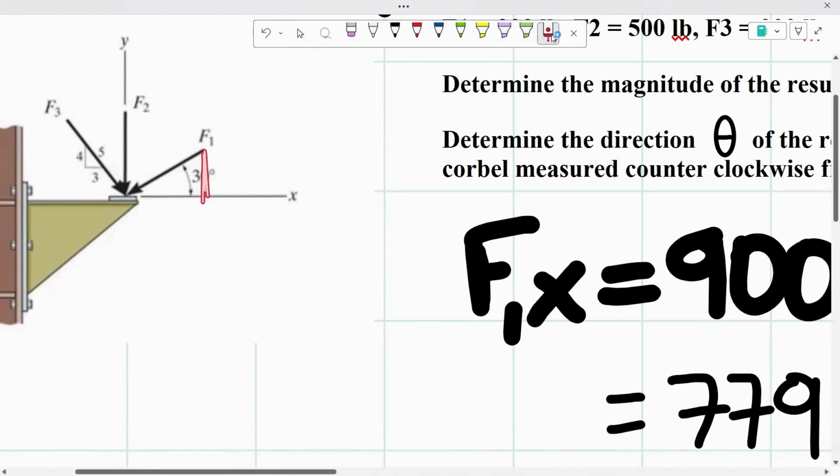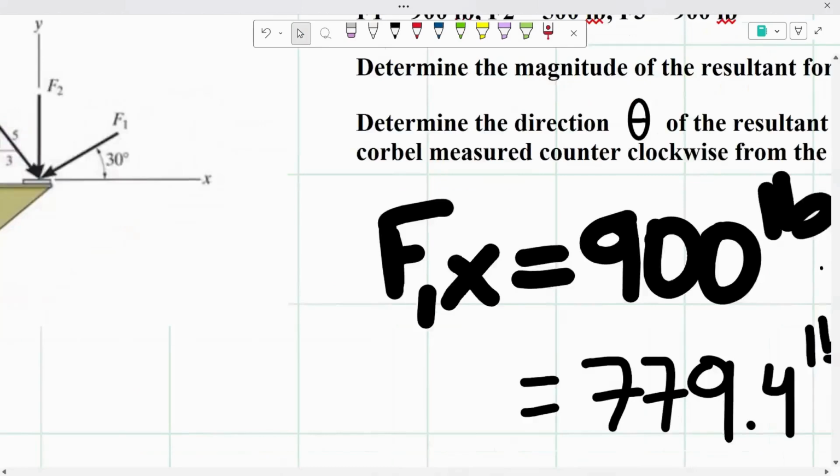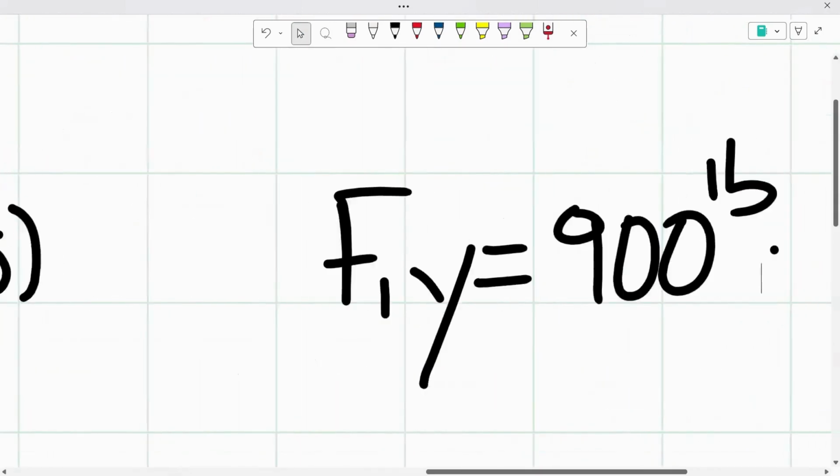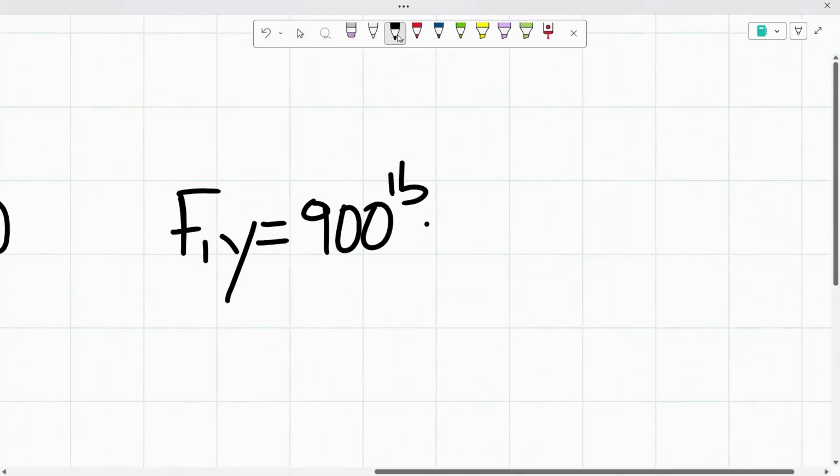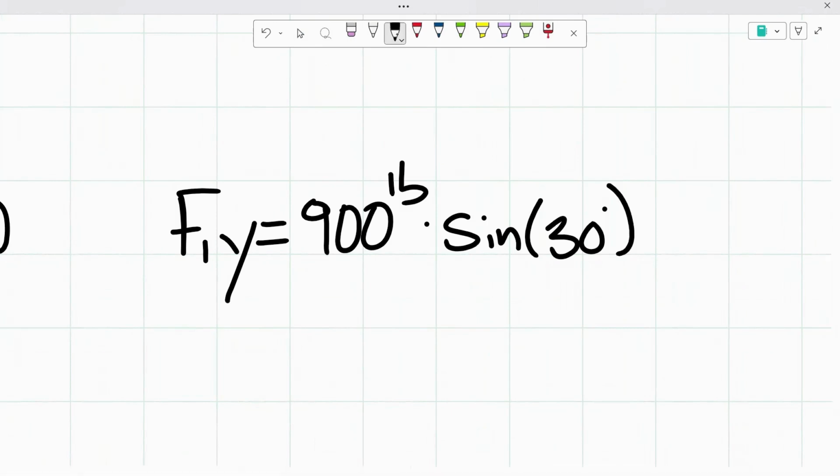component. So now we're going to be using the opposite side and the hypotenuse side, which is sine. Sine is opposite over hypotenuse, so we're going to use sine of 30 instead of cosine of 30 because we're trying to find the vertical component of it. Plug that into your calculator. Once again, your calculator should be in degrees and not radians, and that should give you 450 pounds.